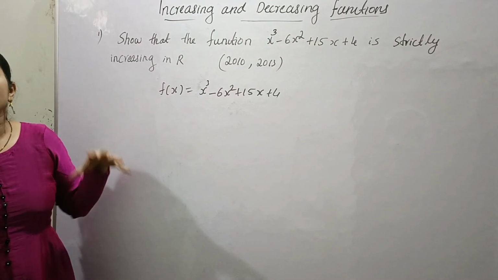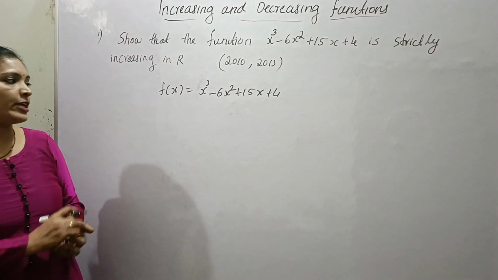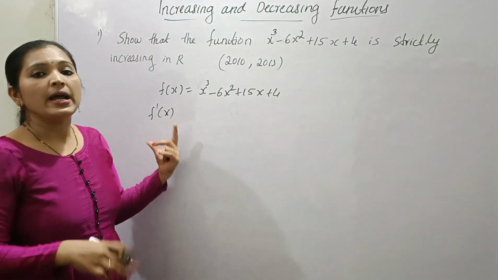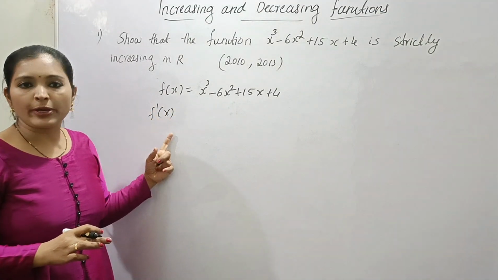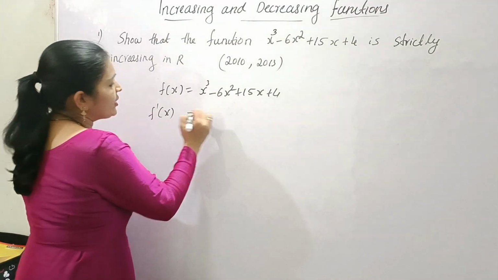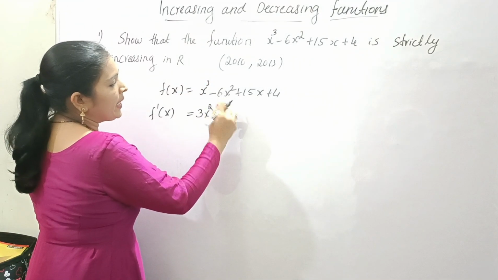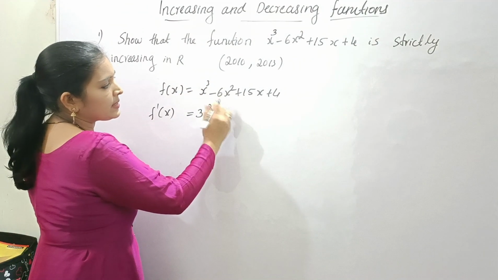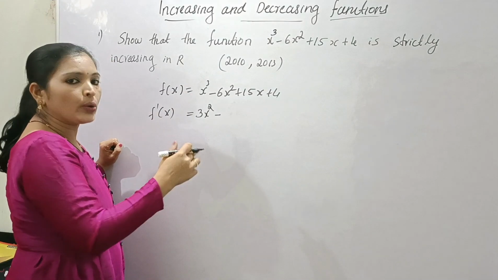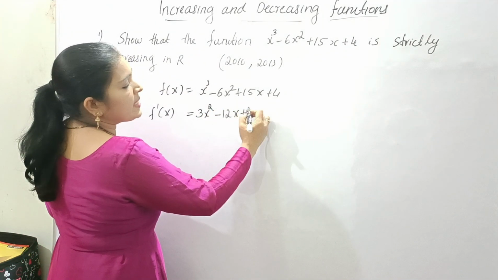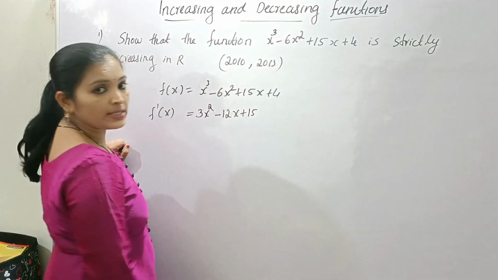For that, first of all, we need to find f dash of x, the derivative of f of x with respect to x. So f dash of x is the derivative of x cube, which is 3x square, minus the derivative of 6x square, which is 6 into 2x, that is 12x, plus the derivative of 15x, which is 15, and the derivative of 4 is 0.